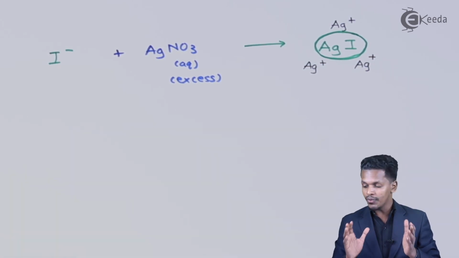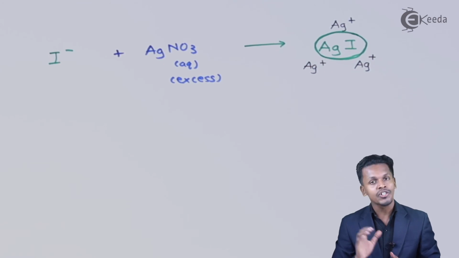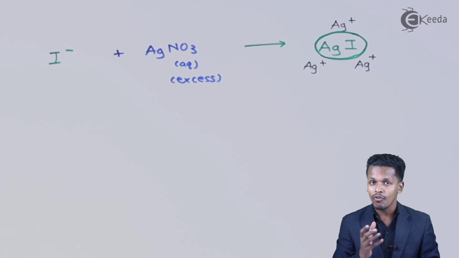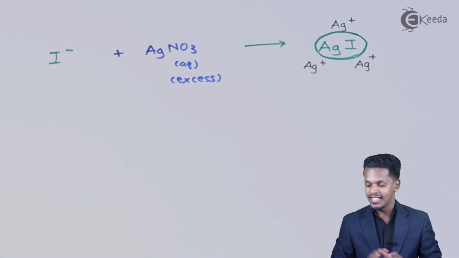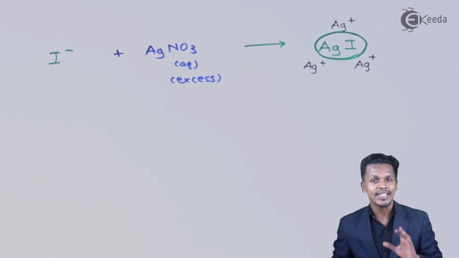So this is what we are going to see. The main intention is to show that a particular colloidal particle can acquire a positive charge or a negative charge depending on the conditions we give to it. This is what I wanted to talk about: how a colloidal particle can acquire an electrical property.